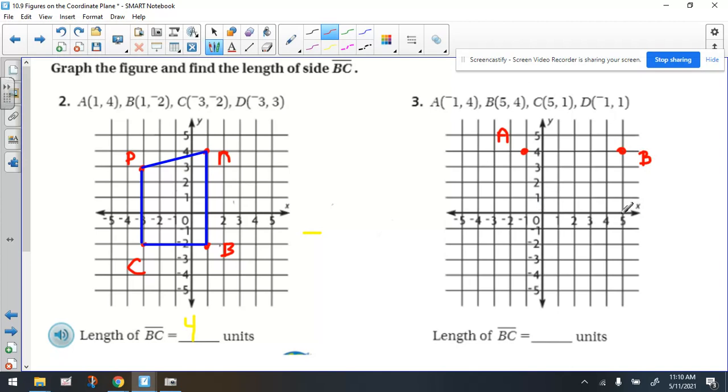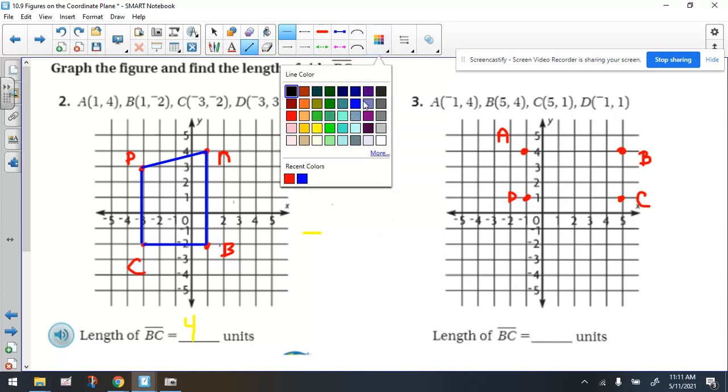C is over 5, up 1. And D is left 1, up 1. And now if we connect our points, I'm going to use my fancy line tool, but you're going to have to be a little more creative using what I showed you. Let's make it in blue again.